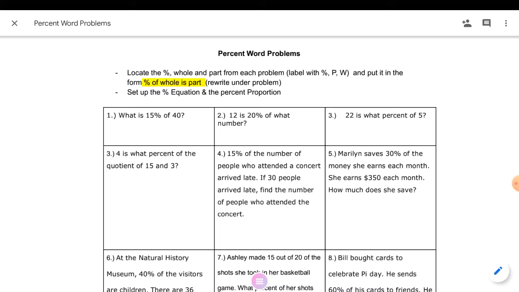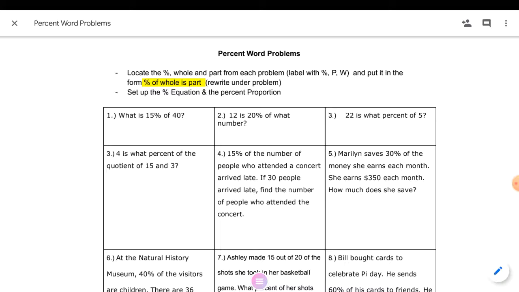So it says, in the problems, there are 11 of them. Why is that off? Did I miscount? 3, 6, 9. There should be 12. There's two 3s. Yeah, there's two 3s. Okay. So the 12 problems are misnumbered. You are just locating the percent, the whole, and the part from the problem. Label them with a percent sign, a P, and a W. So we're going to pick out a couple of them. Notice I double spaced the sentences so you have room to fill that in.